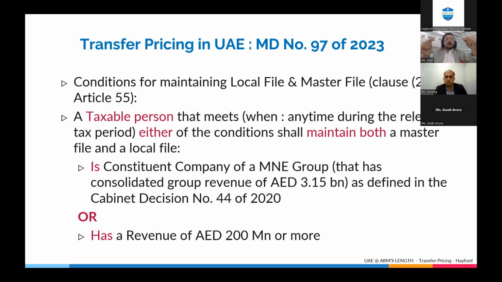That's one thing. Or it can be another entity which is not really part of a multinational enterprise with that big global consolidated revenue of 3.15 billion. If an organization is only a UAE organization, but it still has a revenue of 200 million or more, then this transfer pricing documentation, the master file and local file, applies. Yes, you can go to the next, please.